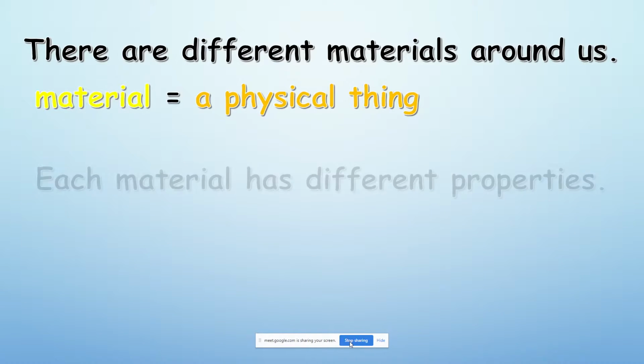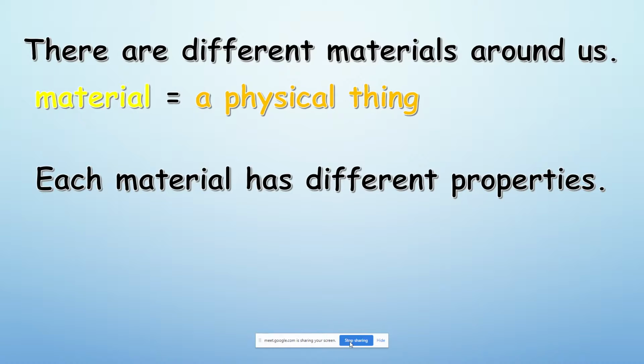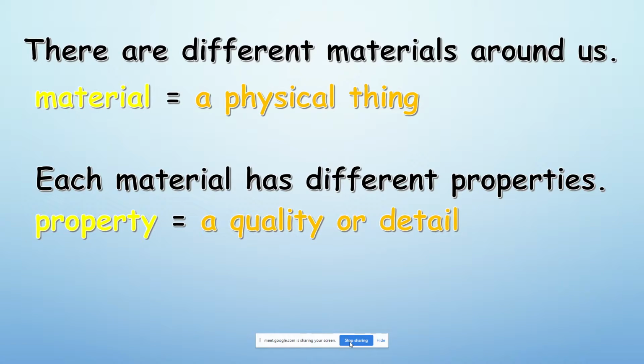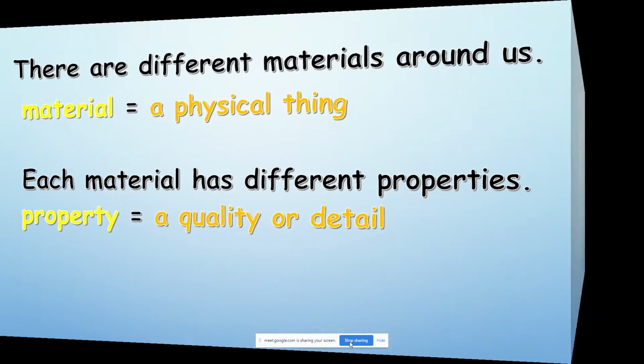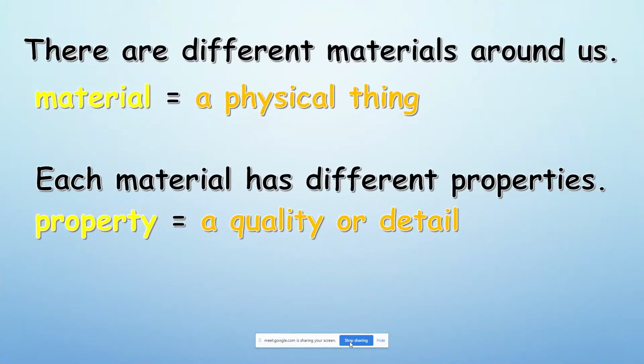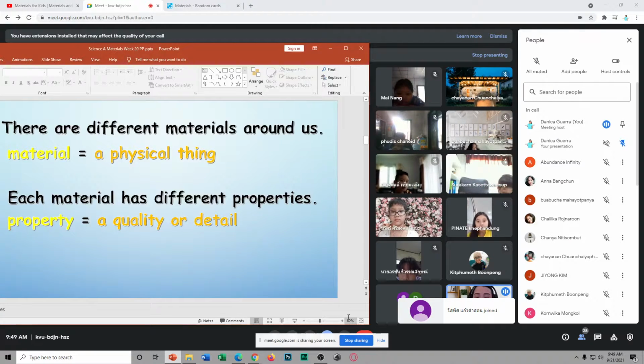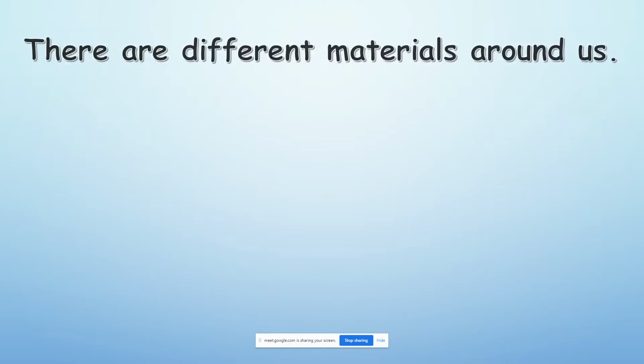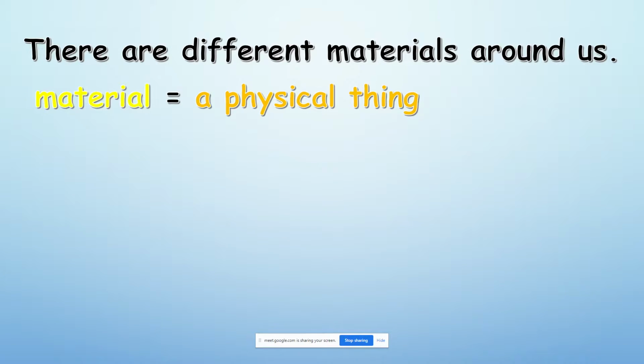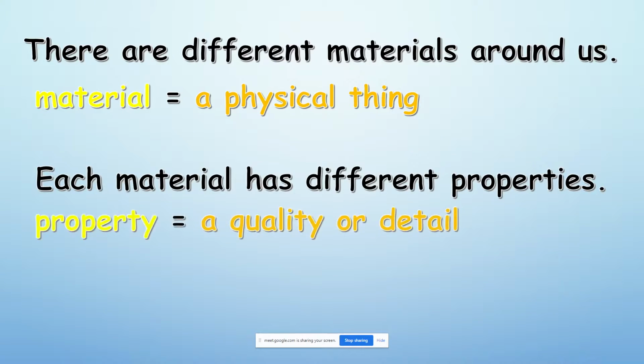When you say material, it is a physical thing. Each material has different properties. When you say property, it is a quality or detail. Now let us discuss that. When you say material, it is something that you can touch, you can use to make things, something that you can see, you can feel, and you can gather from the environment. You can collect it from the environment, and then later on, you can use it in making things.